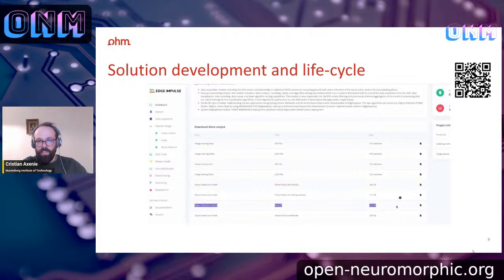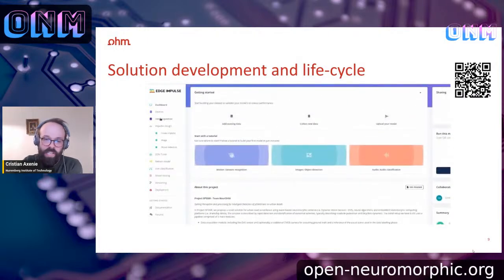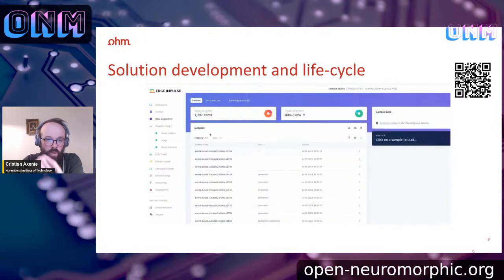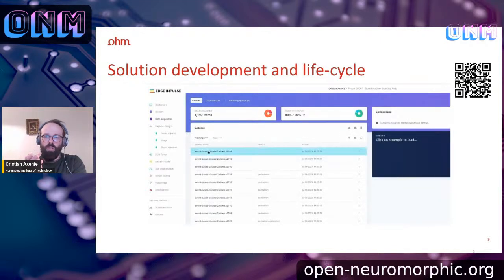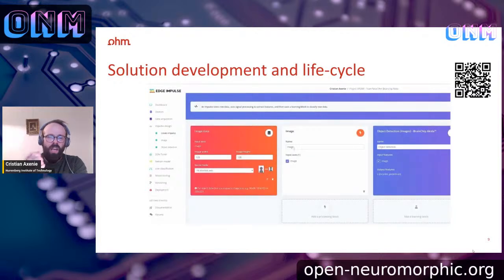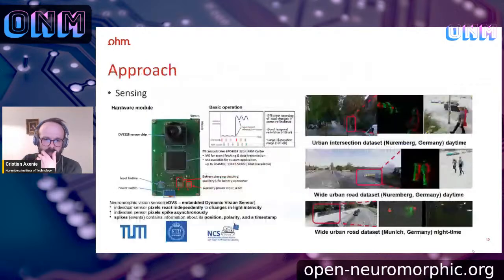Now, if you want to have a look at the project, you can scan the QR code there and you'll go directly to the Edge Impulse project. You can clone it and play with it. They offer around 30 or 40 minutes of free training on their server to be able to test your model and evaluate the first level of performance. When you look at the sensing, I put that as a life cycle part. Basically, we made it a bit didactic.